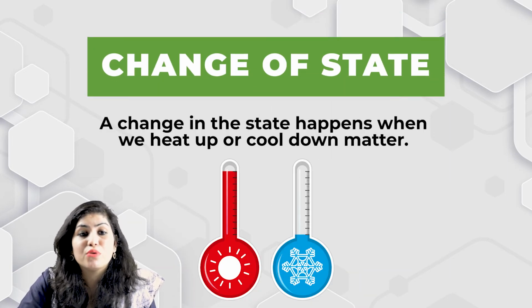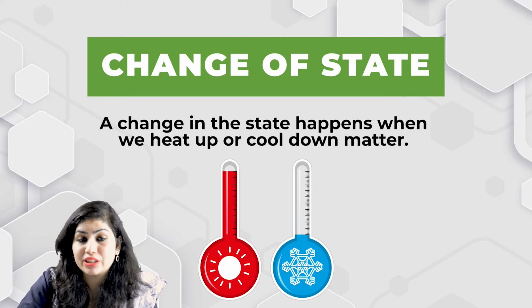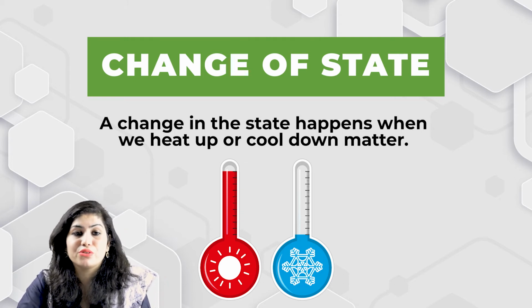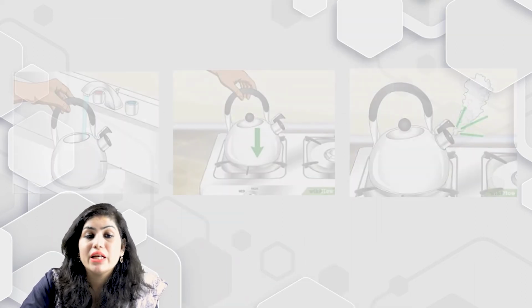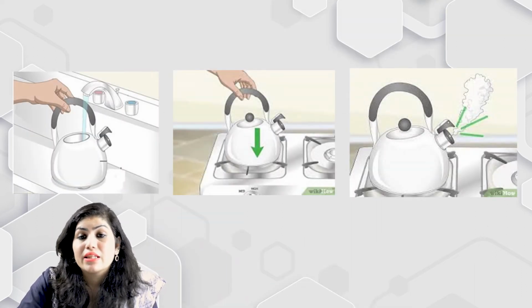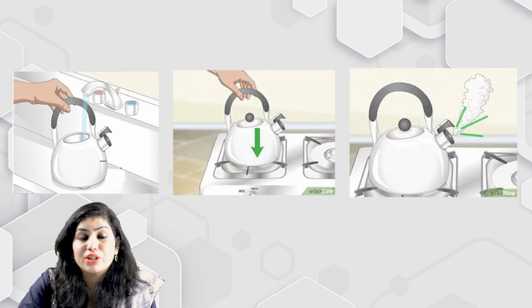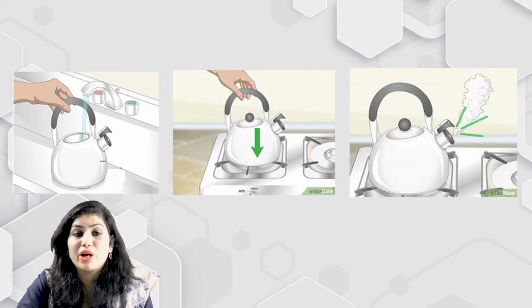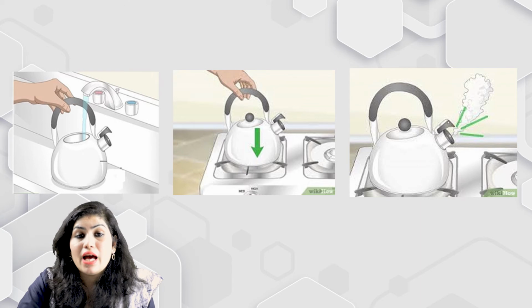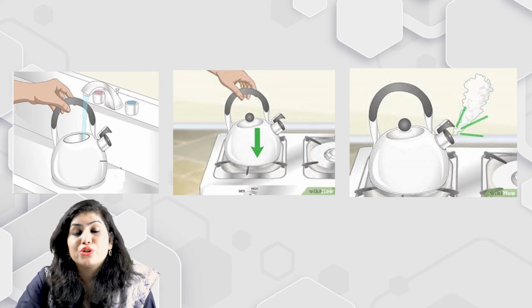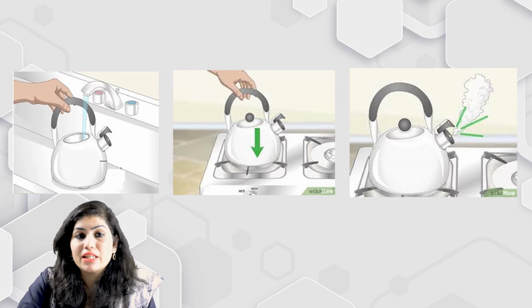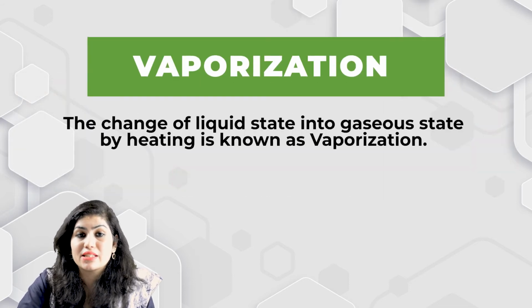When we heat up or cool down a matter, it changes its state. Let me explain it to you. When we heat a liquid, it turns into a gas. So, the gaseous state of water is known as water vapors. What happens when we heat a liquid? It provides enough energy to the particles of the liquid to vibrate and move faster and faster and get enough energy to spread out and move around freely. In this way, a liquid is changed into a gas. This whole process is known as vaporization.